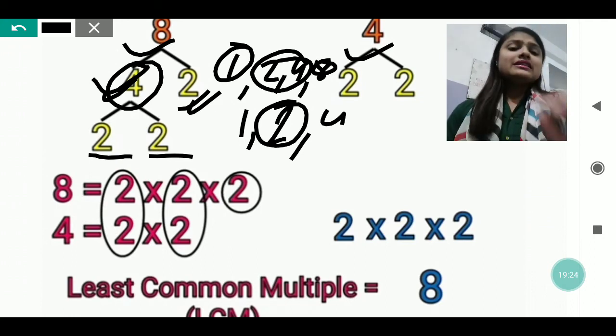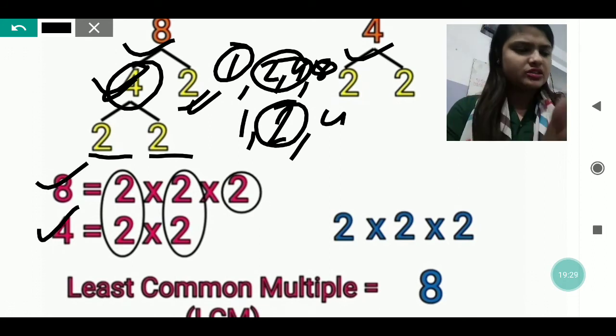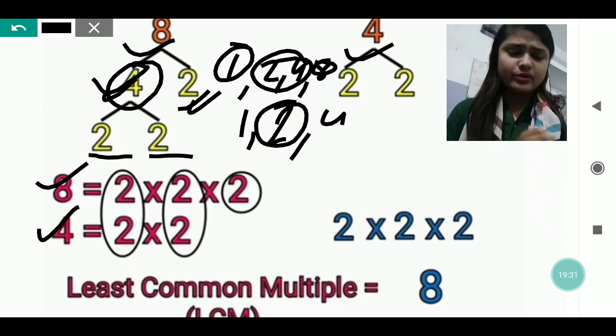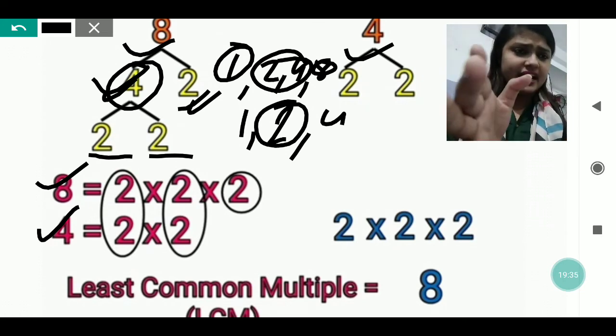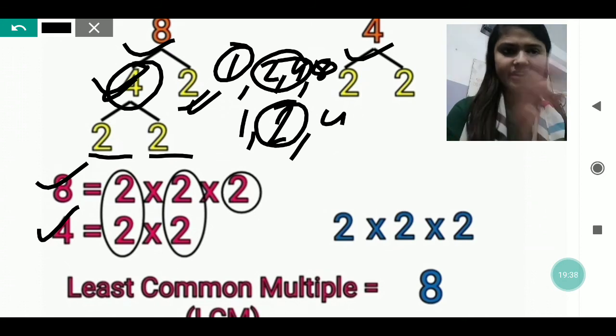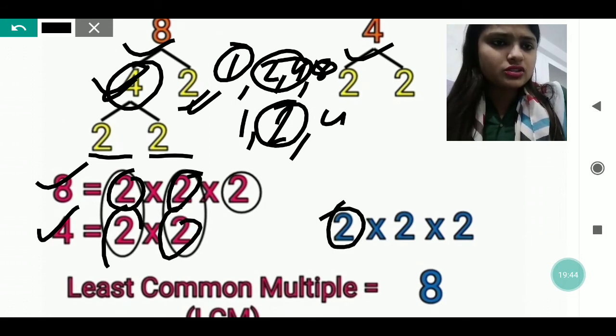That I have written. Now I have written the numbers like this, the multiples of 8 and the multiples of 4. Whatever I have got by doing the factor tree, and according to the way I have divided, whatever numbers I have got, I have written separately. The common between them I will choose. 2 and 2 is common, so 1, 2 I will write.